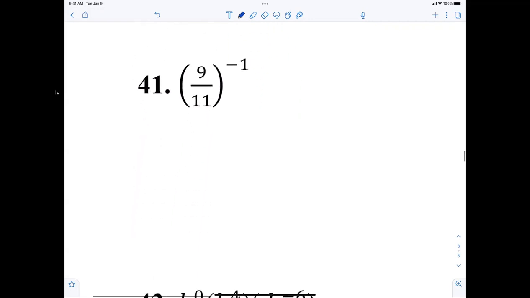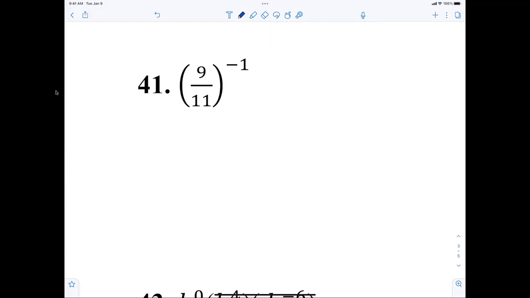Max, look at 41, please. What's true about 9 and 11? They're both being raised to what power? They're both being raised to the -1. So what do I have to do with both numbers? Definitely not multiplying by -1. Negative exponents. When you have a negative exponent, you have to do what? Switch them. That is correct. That's the answer.